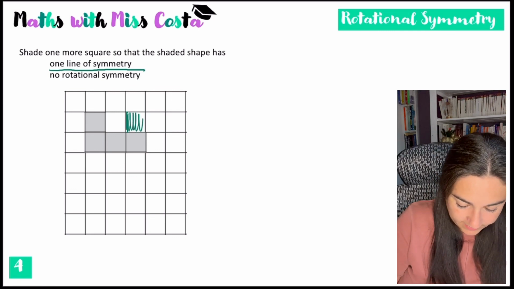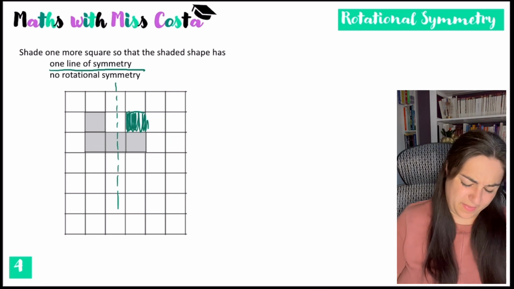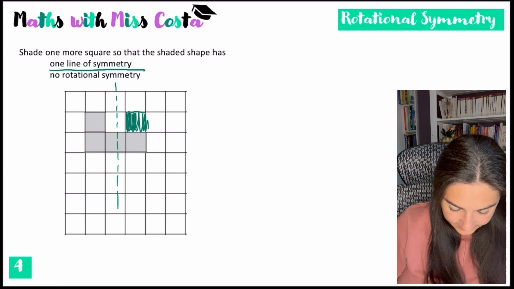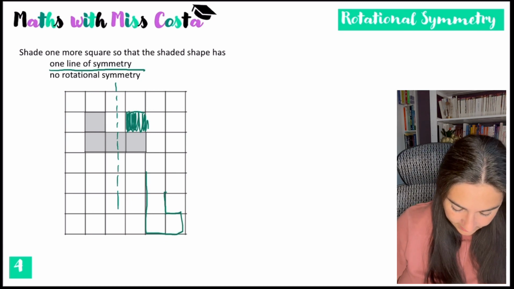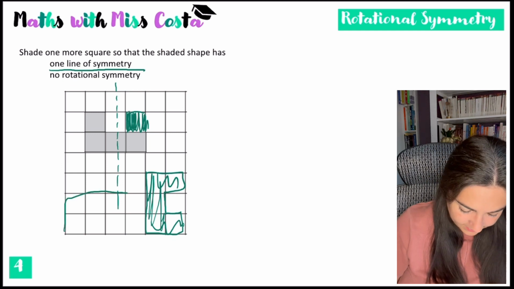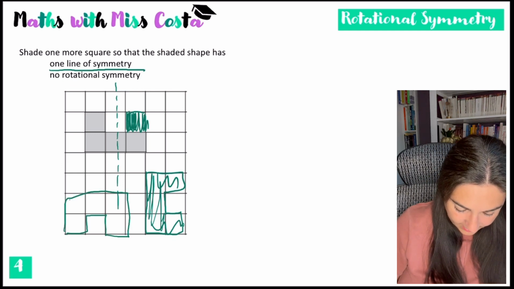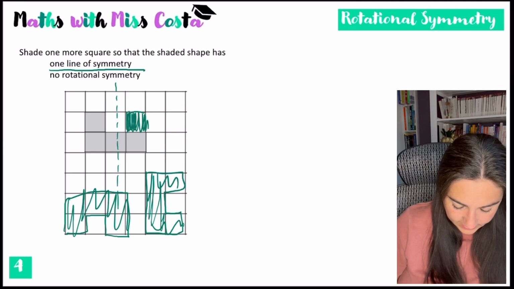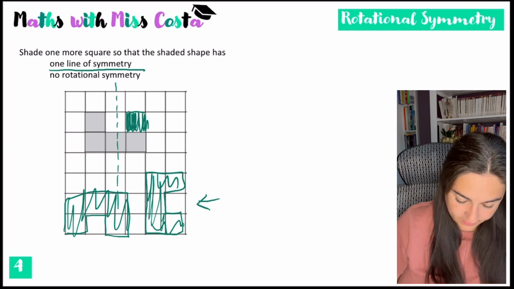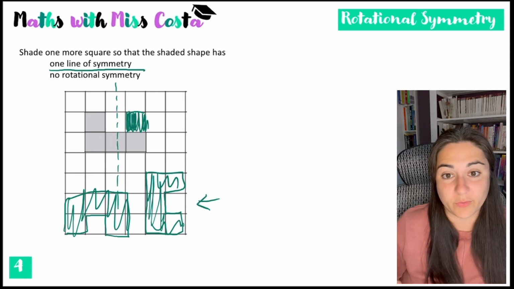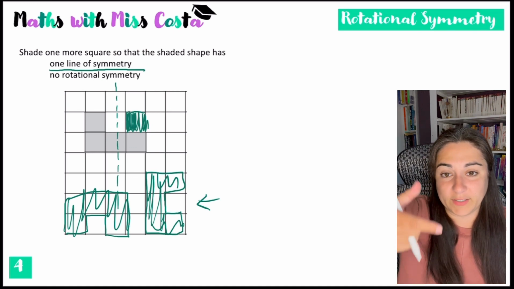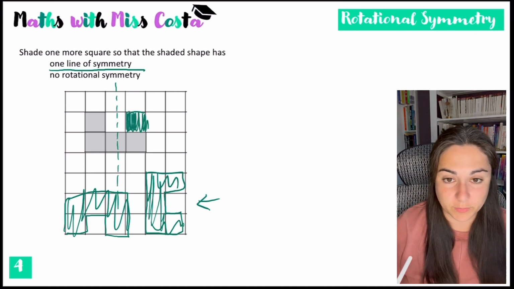So if we shaded a square in here, then that would give me a line of symmetry going down that way. And if we rotated it once, it would look like this. If we rotated it again, it would look like that. And if we rotated it again, it would look the opposite of this. So it has no rotational symmetry. It only fits onto itself when it gets back to its original position.